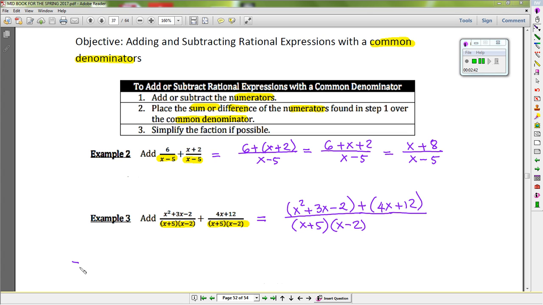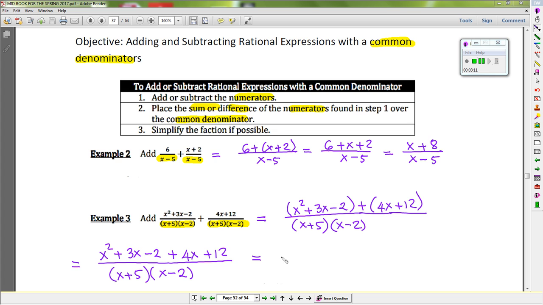Next, I'm going to remove the parentheses from my numerator, not my denominator. My denominator should stay the same, the common denominator. We don't touch it, so we copy down the denominator. On the numerator, I will have x squared plus 3x minus 2. Now when you remove the parentheses, if it's a plus sign, then you don't have to change the sign of the terms inside. So just plus 4x plus 12.